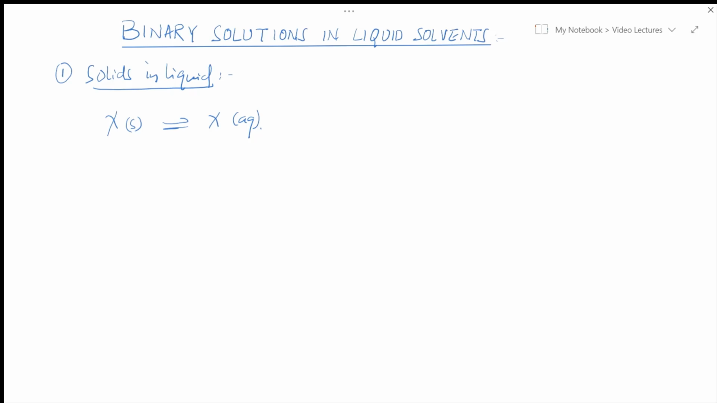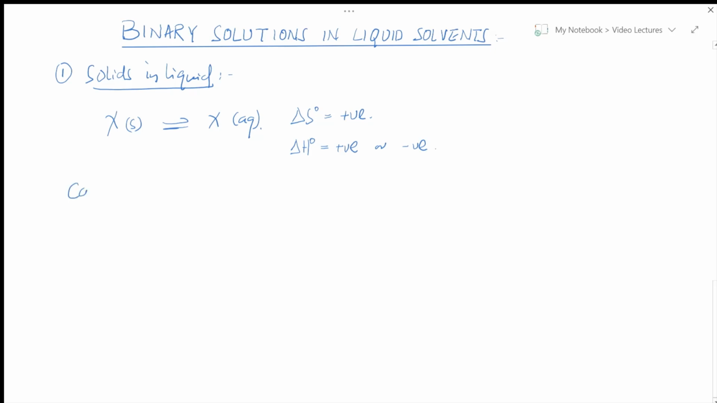Now, if it's an ionic compound, then solubility is expressed in terms of solubility product, or KSP, which has been dealt with extensively in the chapter Ionic Equilibrium. Now, for this process in which a solid is converted into an aqueous solution, entropy change for the process is always positive. Enthalpy change, on the other hand, could be positive for endothermic dissolution, or it could be negative as well.